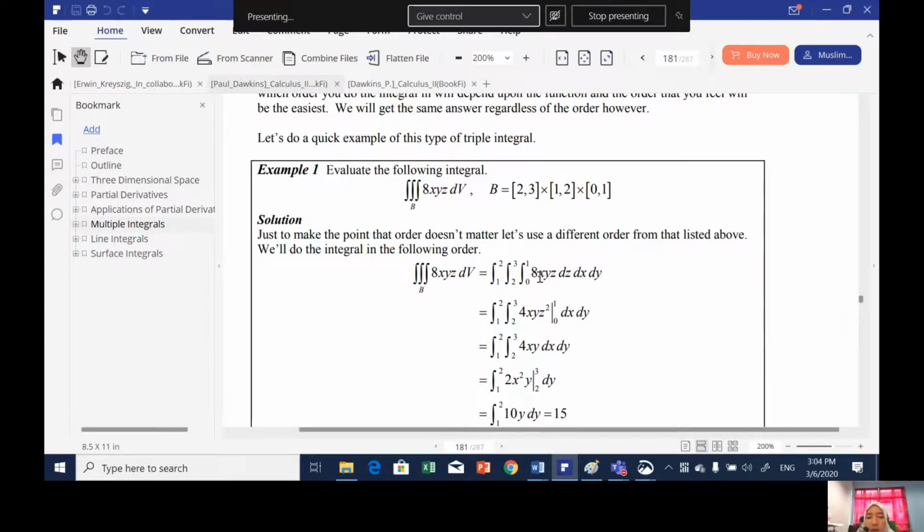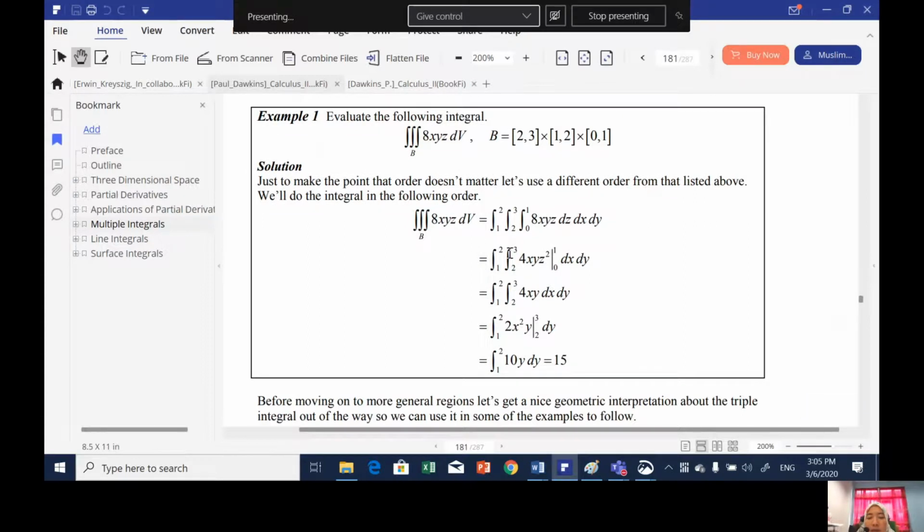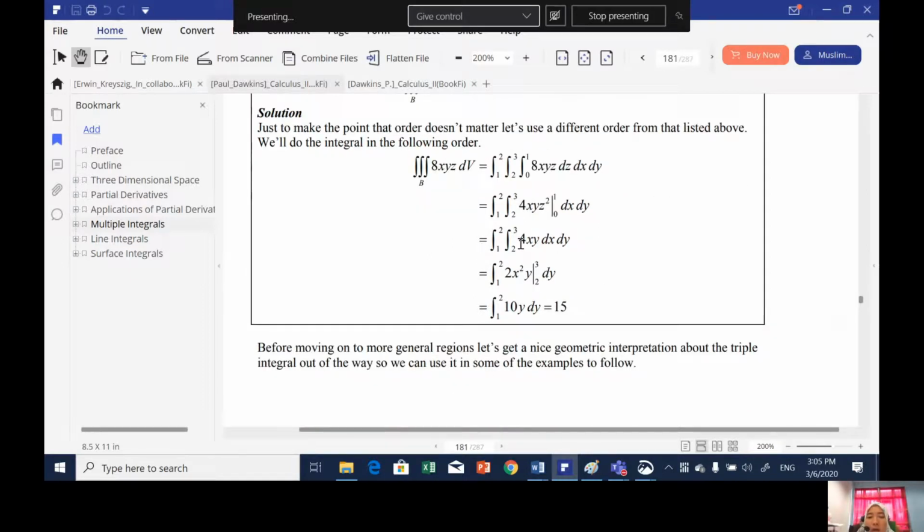So 8xyz, everything is conducted in Cartesian, x, y, z axes, so we just do direct integration. First integrate with respect to z, so we have z squared over 2. Simplify with 8, then we get 4, and then substitute z as 1 and 0. Next integrate with respect to x, then we have x squared over 2, simplify, and substitute x as 3 and 2. Then integrate with respect to y, substitute y as 2 and 1, and we get 15. So the answer for this triple integral is 15.